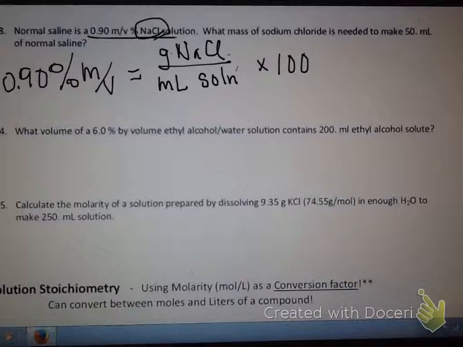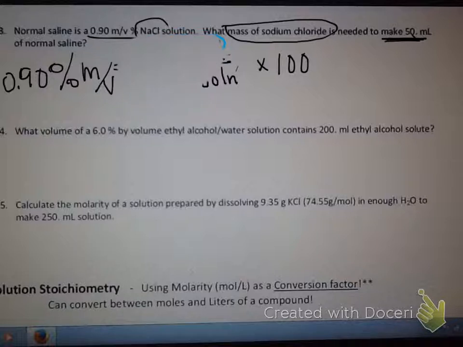Alright, it says what mass of sodium chloride. So we want to know how many grams of sodium chloride will be in a certain volume, 50 milliliters of normal saline. By the way, what is the solvent? If it's not given, most of the time we can assume with an ionic compound that it's water. So that's just a general assumption a chemist makes. Alright, so here's our unknown. Sometimes I like to circle my unknown so I know where it is. Alright, we've got 0.9 equals x over 50 times 100.